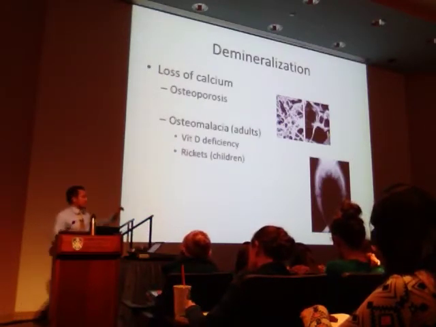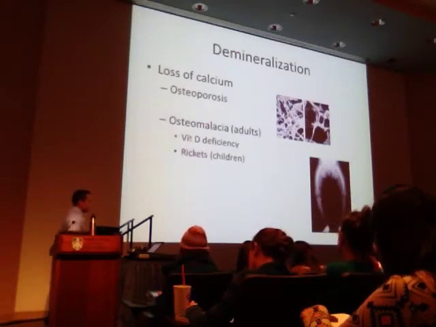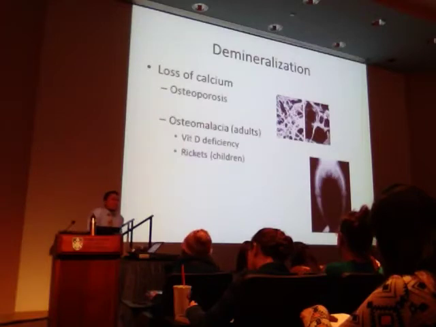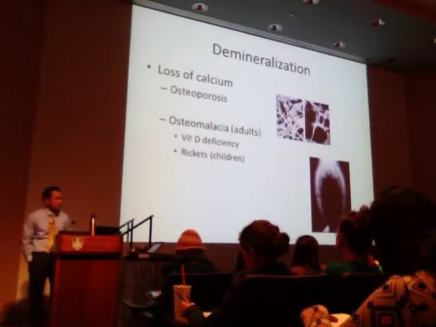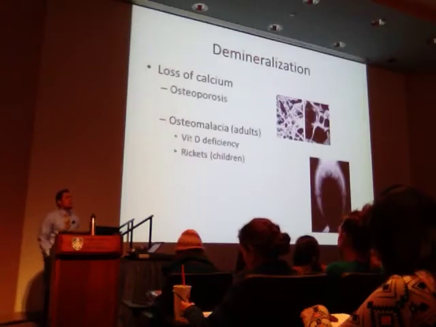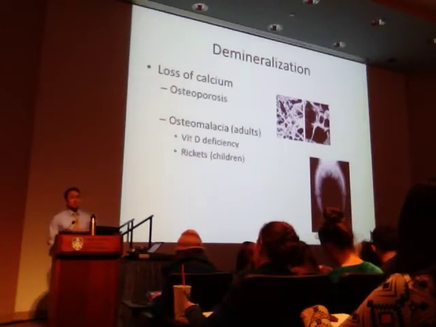Some other disease states that are listed here: osteomalacia, as it's referred to in adults. And in children, the disease is called rickets. This is due to a decrease in vitamin D availability, or a vitamin D deficiency.